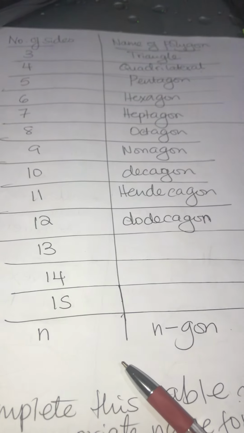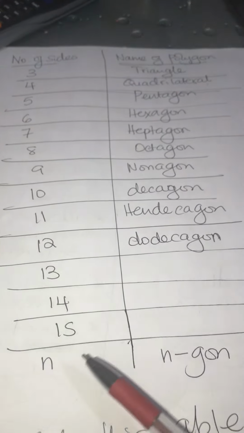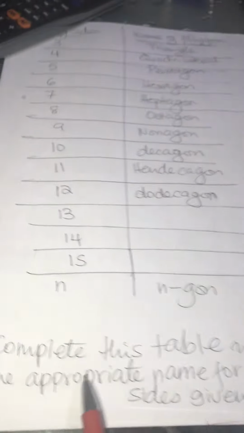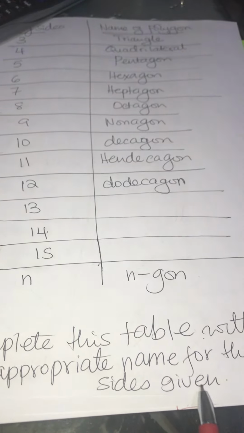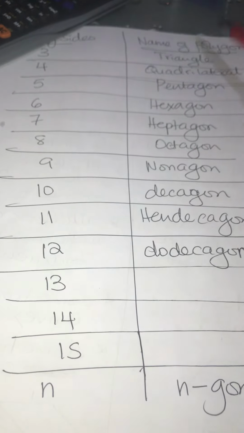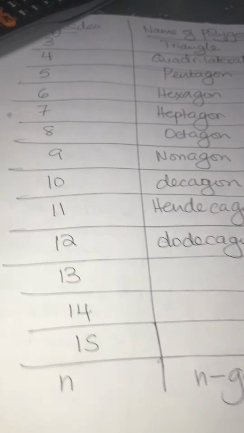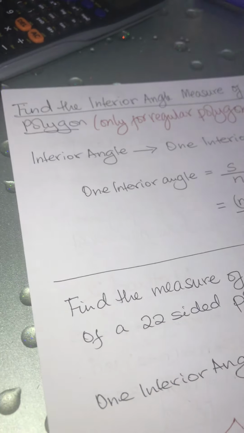All. Did you hear me? Complete this table for tomorrow. That's what I said here. Complete this table with the appropriate name for the number of sides given. You should know all the names from 3 to 15. No excuse. I don't want an excuse. All right, we move on.